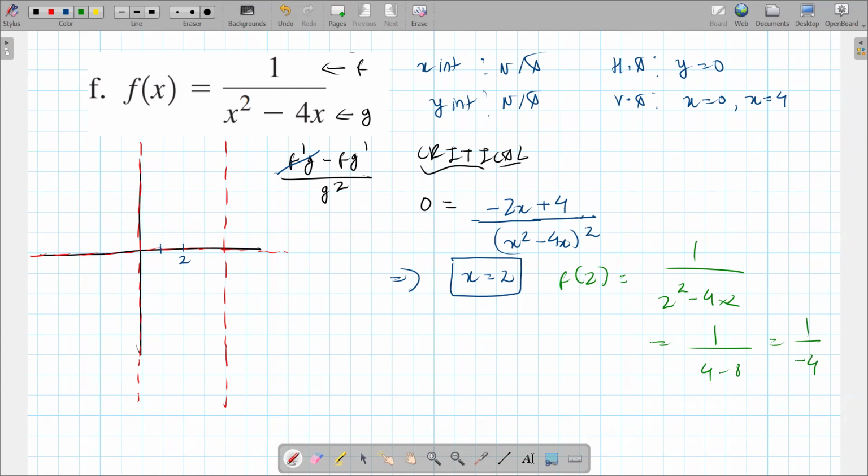So are we above the x-axis or below the x-axis? Below. So we know now there's a turning point at 2 and negative 1 over 4. So let's say right here, there's a turning point right here. What does this mean for us?